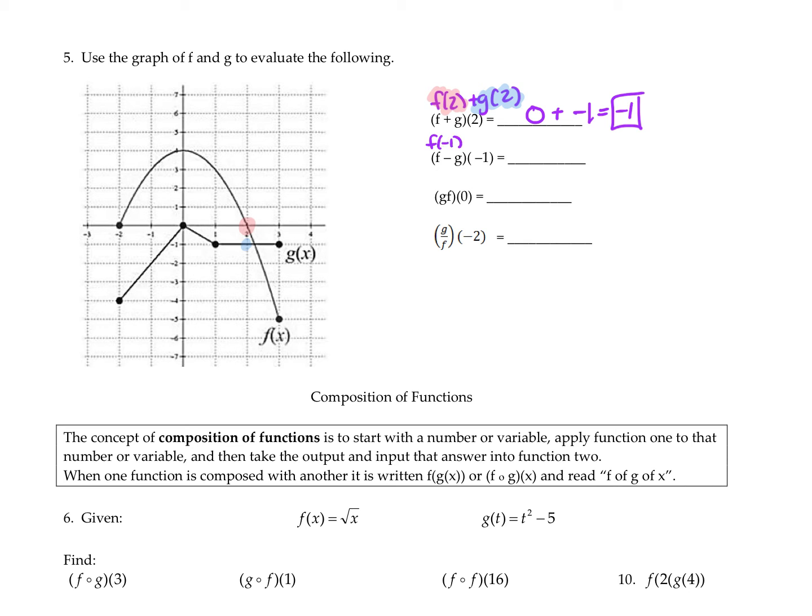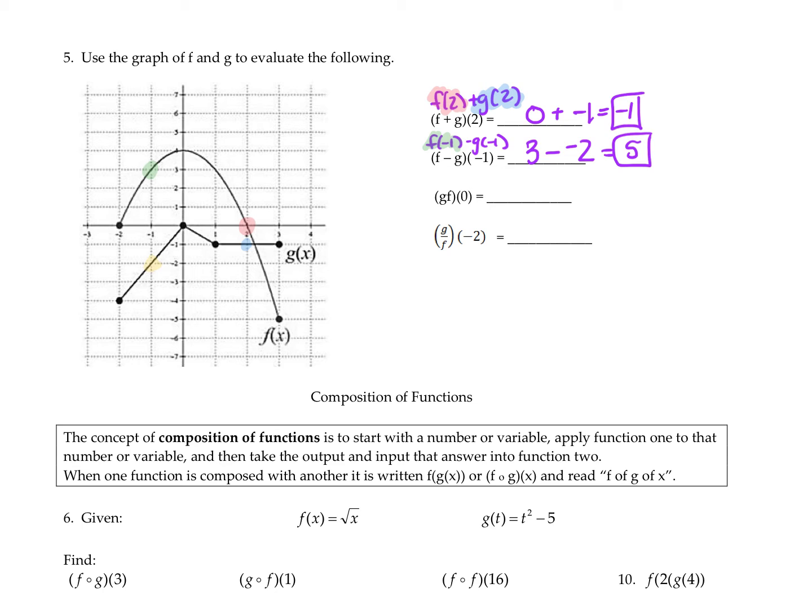So f of negative 1 minus g of negative 1. f of negative 1 is right here, it's 3, minus g of negative 1, which is right here, negative 2. So minus negative 2, be careful, you're minusing a negative, so we're going to get positive 5.